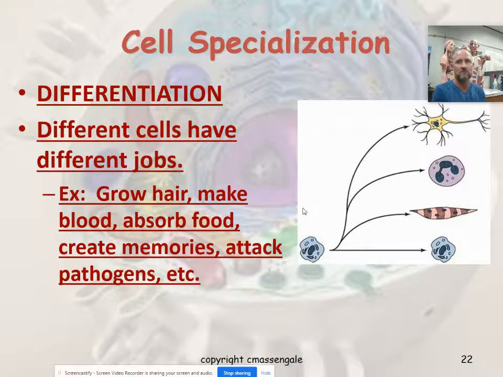So some cells have the job to grow hair. Mine are not working very well on the top. Some are to make blood. That happens in your bone marrow. It makes blood for your veins. Some are in your intestine, and their job is to absorb food. Some are in your brain to create memories or to feel things. Some are white blood cells, and their job is to attack a foreign agent, a pathogen that comes into your body. So cells have different jobs. That is what cell differentiation is: cells do different things. But they all still start from one cell because cells come from pre-existing cells.